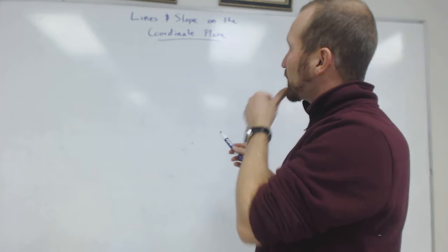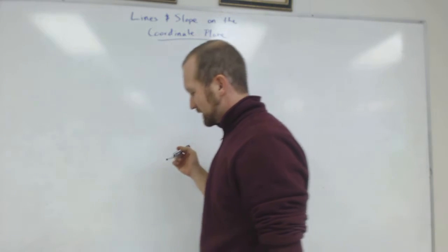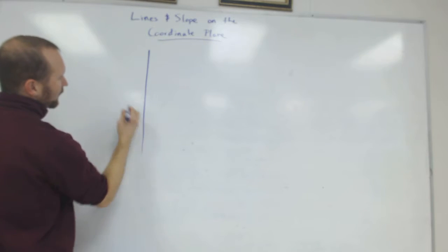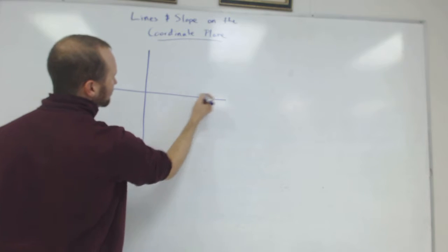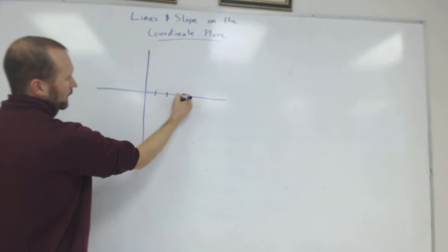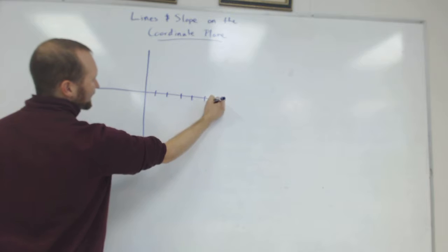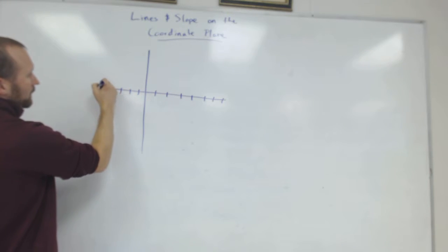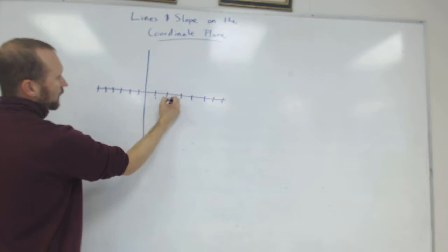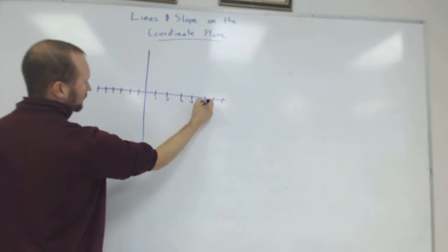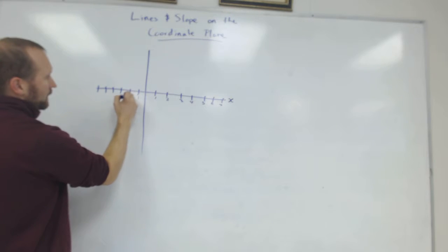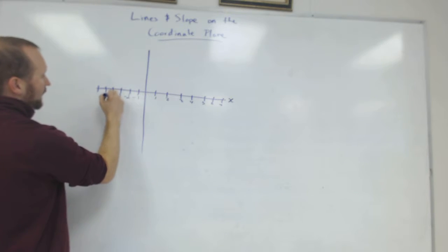Lines and slope on the coordinate plane. So yesterday we talked about the coordinate plane, or the Cartesian coordinate system. And you probably remember that it's basically two number lines combined together. And we call this number line our x-axis. It keeps track of the values of a variable called x.